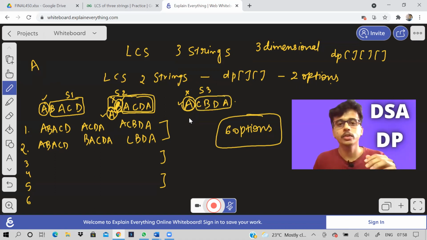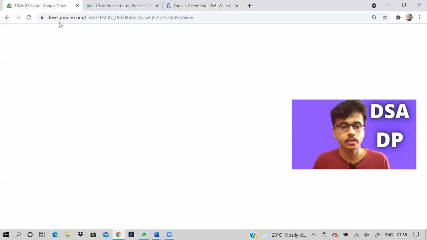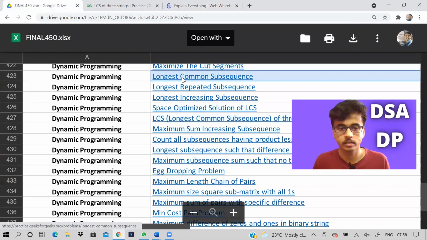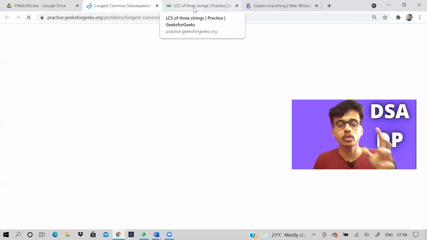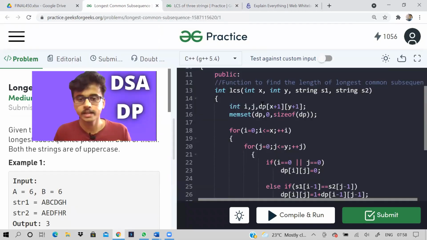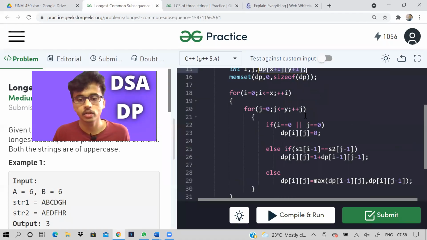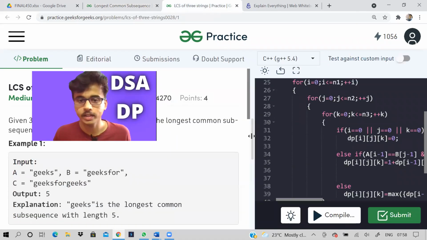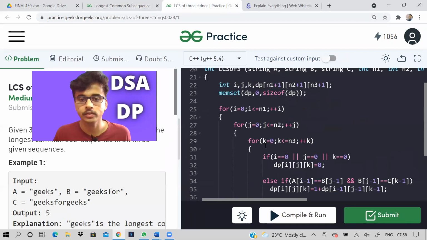So now I have told you what happens when the characters are equal and what happens when characters are not equal. We will have six options. So same LCS code, if you want, I will show the LCS of two strings and three strings comparison. So this is two-dimensional DP, and first row, first column is all 0 only. So how is it going to change for LCS of 3 strings?